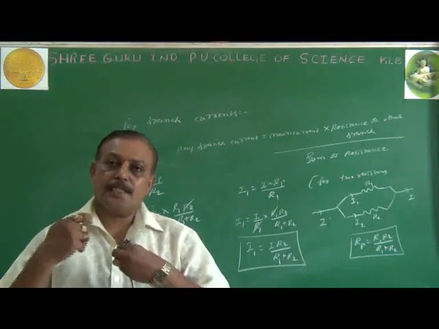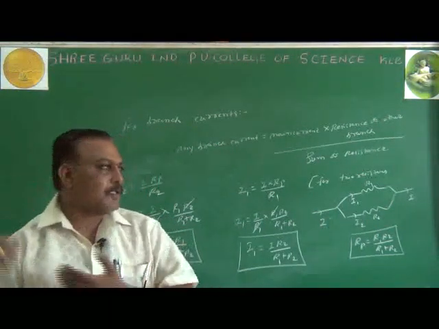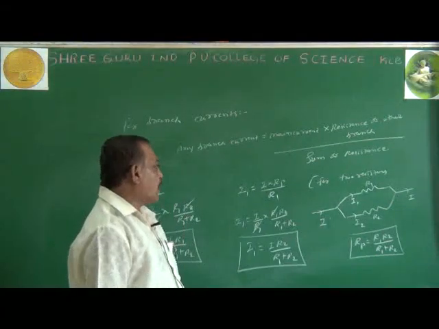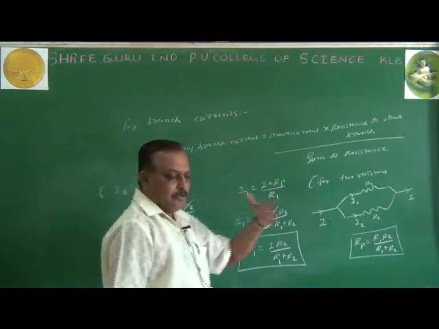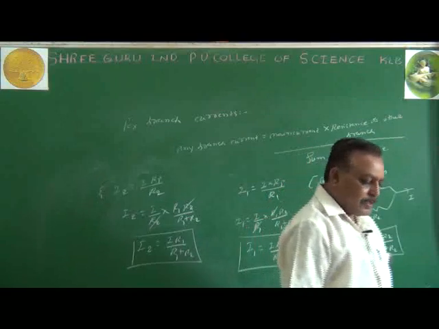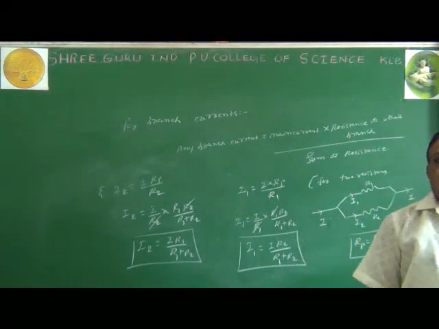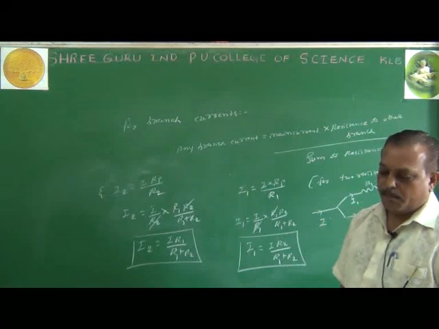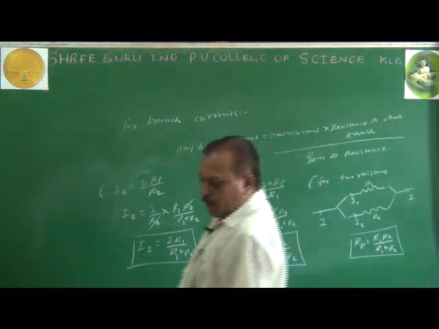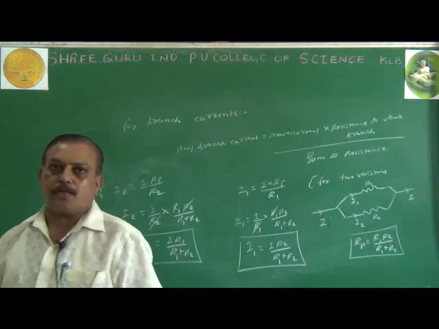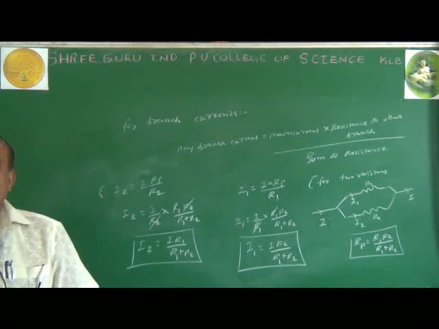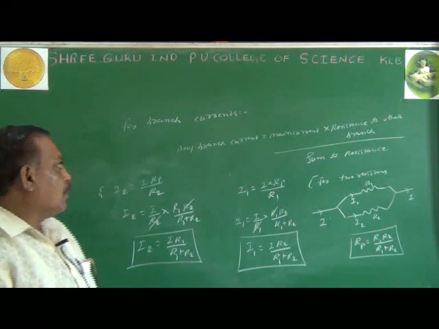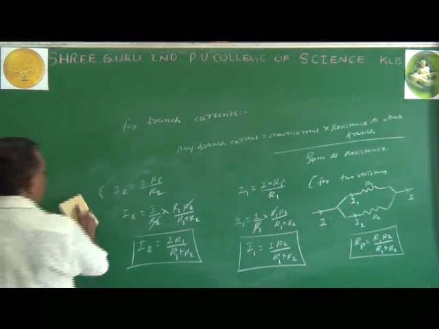If n resistors are in parallel, then what is the equation? In equals I into Rp divided by Rn. You take any number of resistors connected in parallel, then you go for calculation of the current flowing through them. Is it clear? Now this is about the parallel combination.